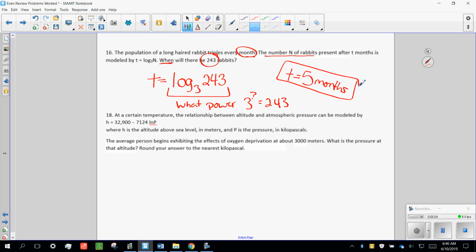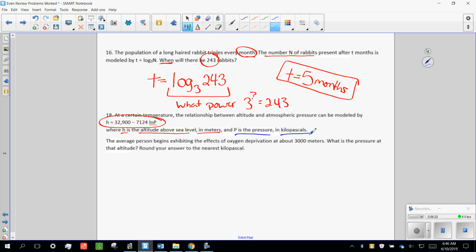Number 18. We've got this equation that models the relationship between altitude and pressure. H is altitude above sea level in meters. P is pressure in kilopascals. Then it says the average person begins exhibiting the effects of oxygen deprivation around 3,000 meters. What is the pressure at that altitude?